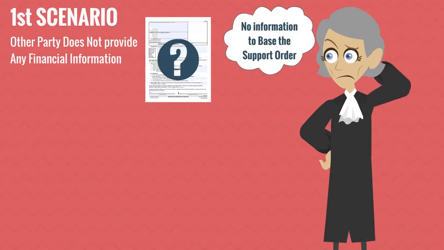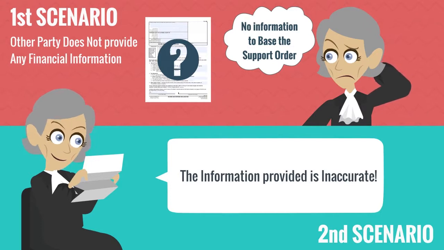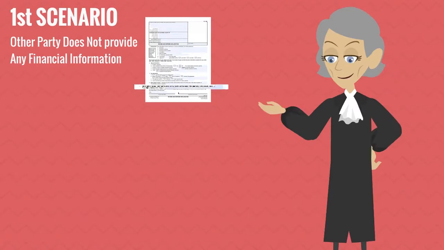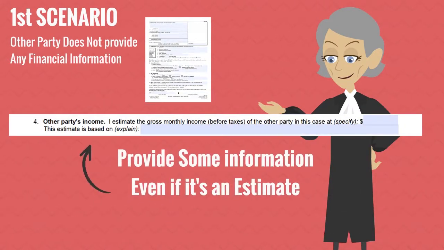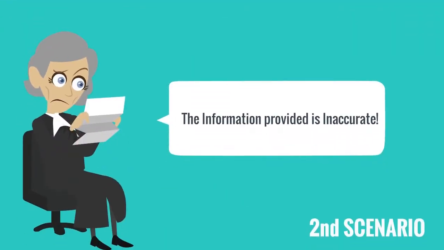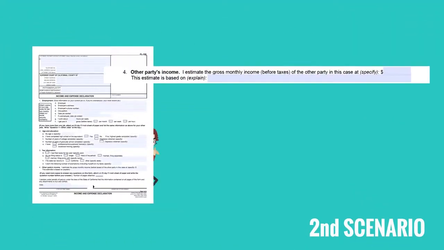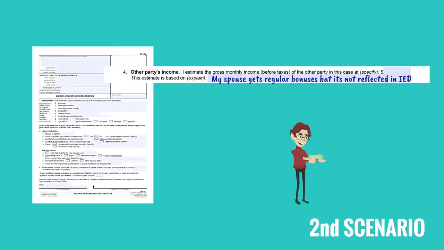You have 2 scenarios. One, where the other party does not provide any financials on their income, and the court has no information on which to base a support order. And second, where the other party provides information and it's inaccurate. So for example, the first scenario is where they don't provide any information. Well, you've got to give the judge some information, even if it's an estimate. For example, when my spouse left, they were making $23 an hour. The second scenario may be where the other party is basically intentionally suppressing their income. For example, you may have to tell the court that my spouse gets regular bonuses, but it's not reflected in their income and expense declaration.